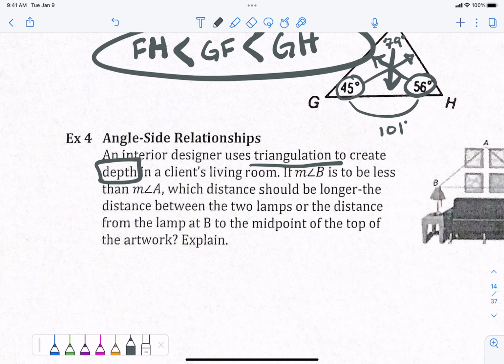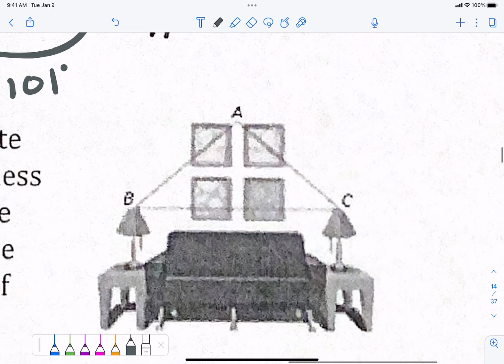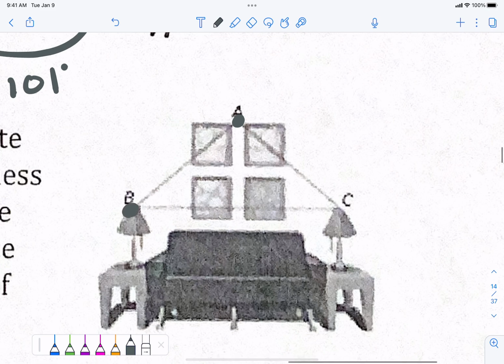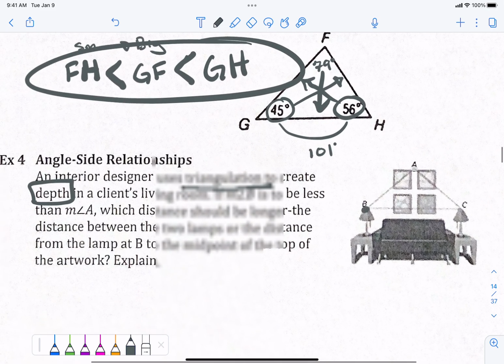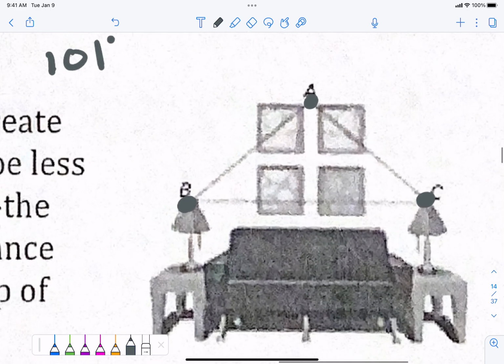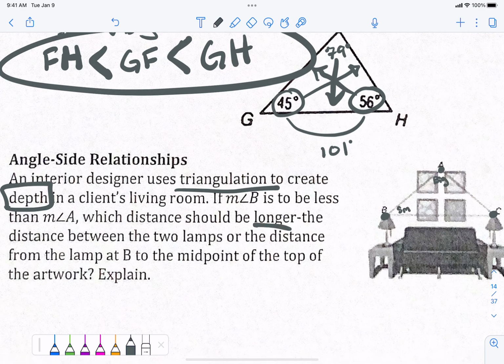So interior designers use math, they use geometry all the time, triangulation. They've got this top point of the room above the two, these are pictures right here, and then two smaller objects down below. That's a triangle, right? And they say that angle B is supposed to be less than angle A. So B is small and A is a big angle, okay? All right, distance should be longer.